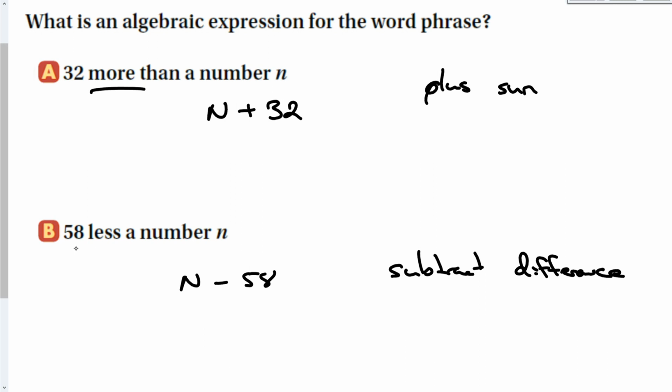One thing you have to be aware of here is that we're taking 58 less than a number n. That's where we're starting. This expression right here is not going to be the same as that. The way we would read this other expression is n less than 58. That is something we definitely want to be careful with.